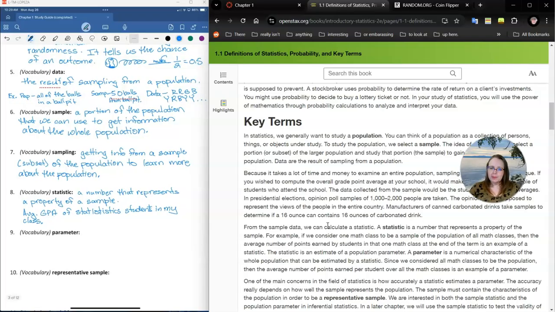And then we have parameters. A parameter is a numerical characteristic of the whole population that can be estimated by a statistic.